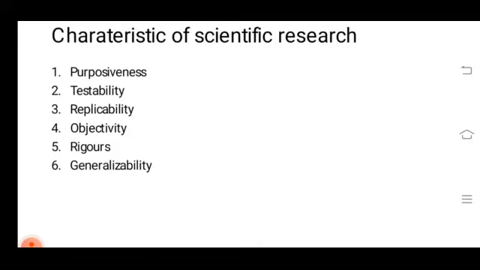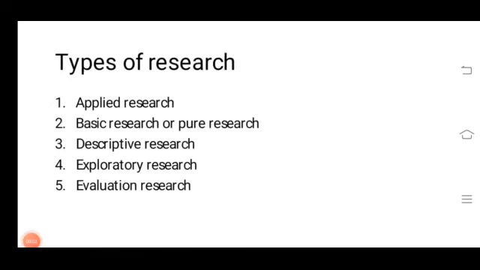Generalizability is another characteristic. Here we have scientific research aims at making generalizations. By generalizing we mean the wider applicability of research findings. Of course, not many research findings can be generalizable to all settings, situations or organizations. Now, let's study about the types of research.